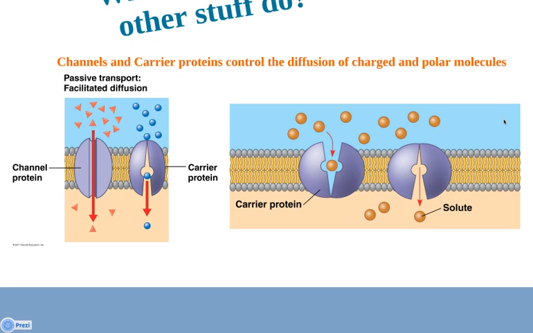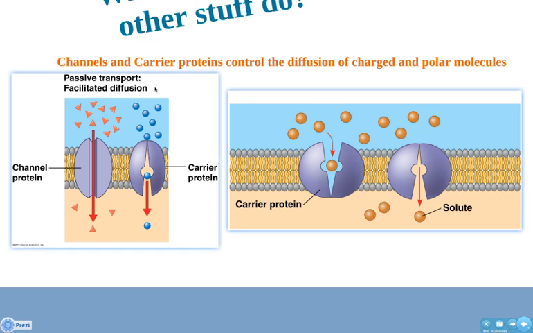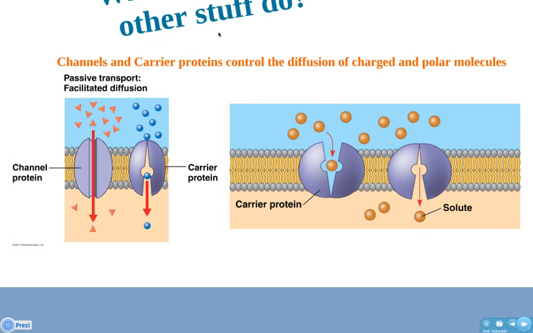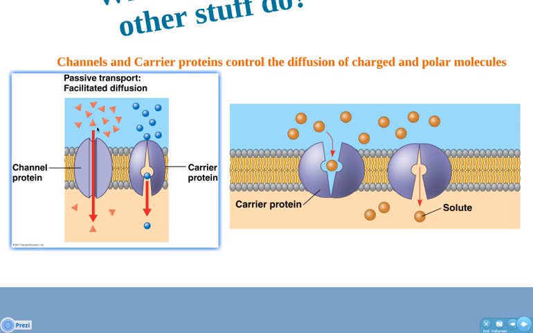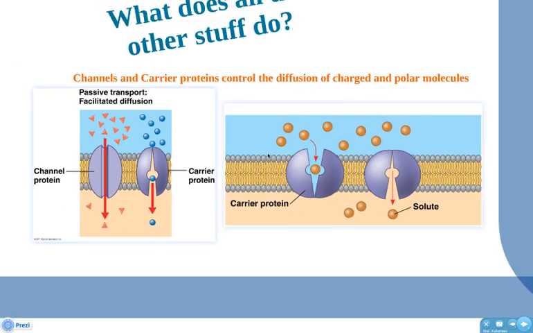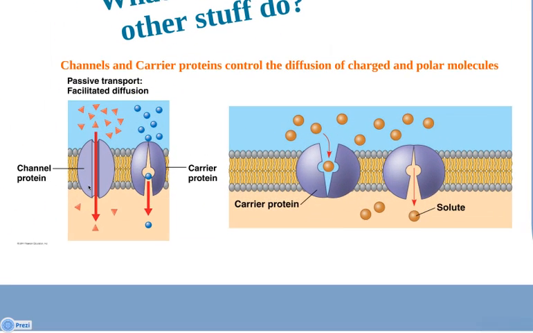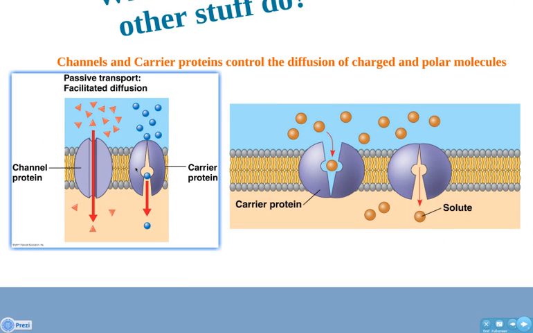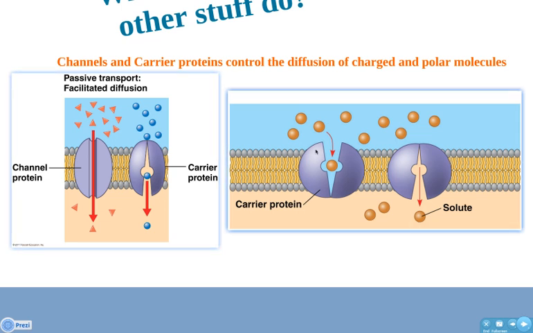Okay, so here we have channels and carrier proteins, which control the diffusion. This channel protein here is pretty much a wide open channel. We've got the hydrophilic protein here, so it's moving from an area of high concentration to low concentration. Versus a carrier protein, where the protein will change its shape to move these solute molecules from an area of high concentration to low concentration. So you see it goes in, it opens up and deposits the solute molecule.